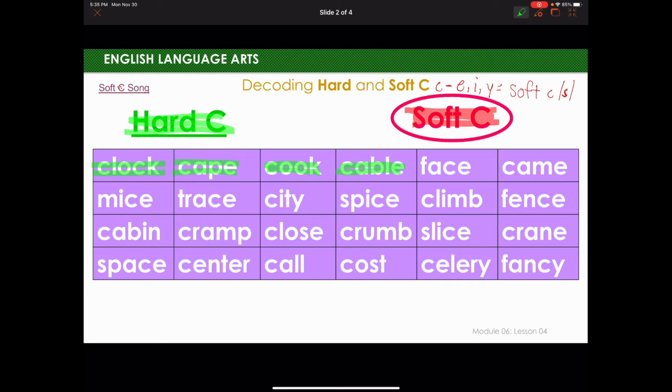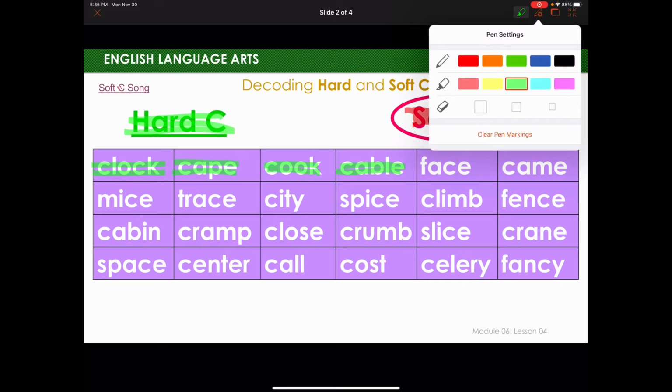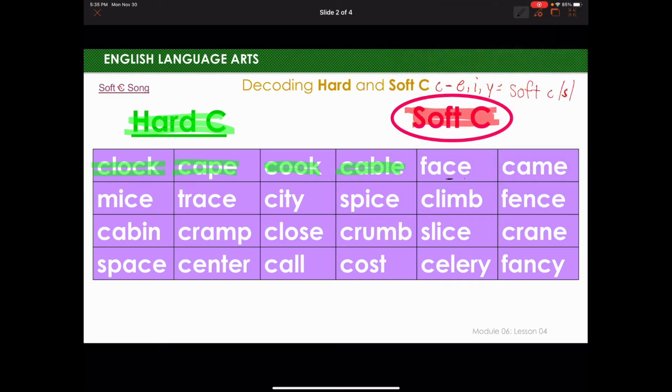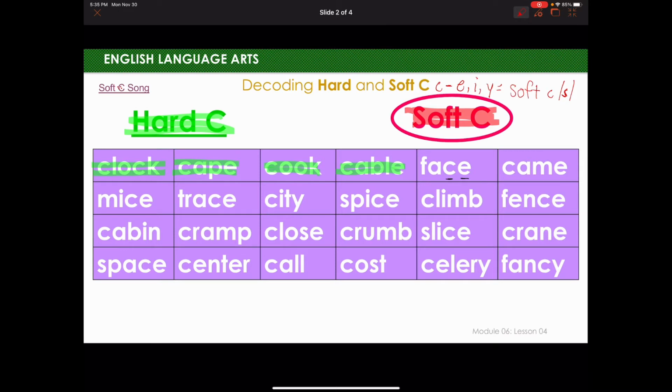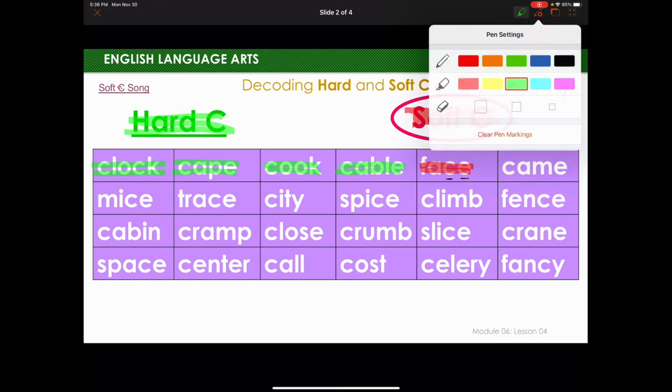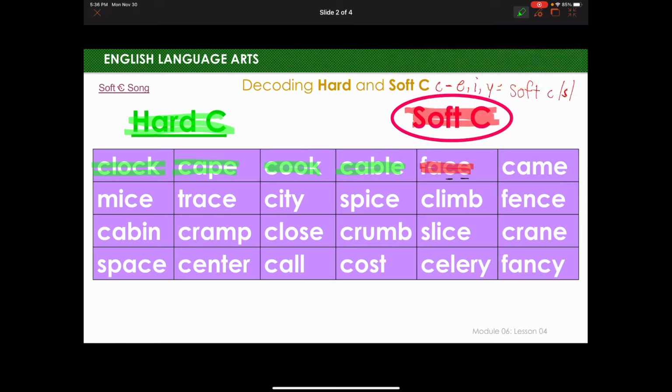Next one. Ooh, I have a clue here. I see that the C has an E after it, so I think this is going to be a soft C word. Let's sound this word out. Face. That's a soft C. Okay, then I have came. Is that hard C or soft C? Hard C. Very good.